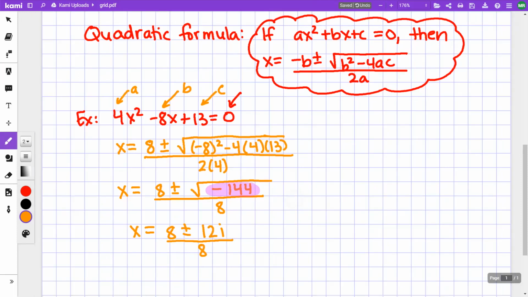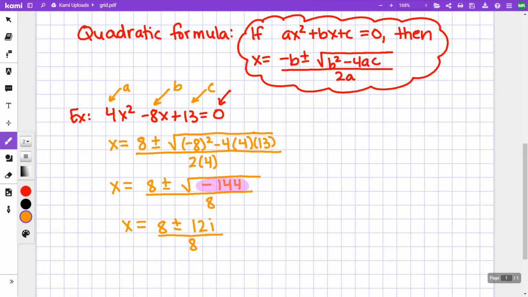Now, when you have this, if you can simplify every single term, you want to do that. So I can divide everything by 4. So I'm going to get 2 plus or minus 3i over 2. And that is my answer. Now, if I was trying to find x-intercepts using this, I would not have x-intercepts because I got imaginary answers. Okay.